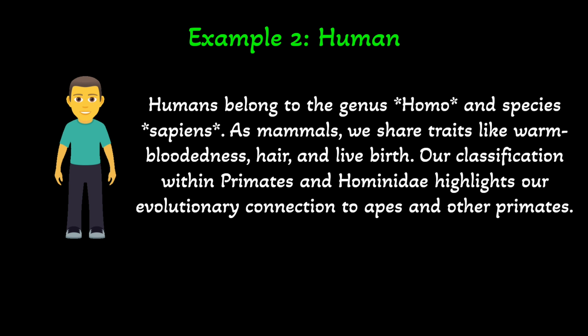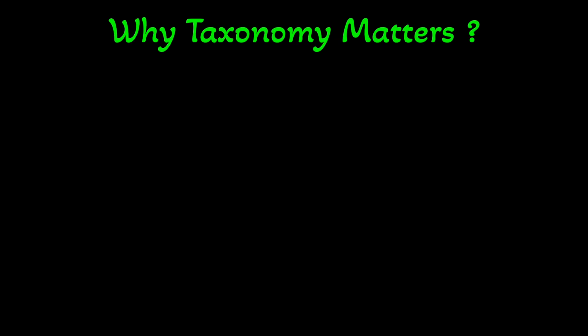So the scientific name of the human, we all know, is Homo sapiens. I already told you Homo is the genus and sapiens is the species. We are mammals, and we share traits with other mammals also. What are our main traits? We have warm blood, we have hair on our body, and we give birth to young ones. Human classification lies within the primates and Hominidae. It highlights our evolutionary connection to the apes and other primates. We already know that humans evolved from apes and other primates.